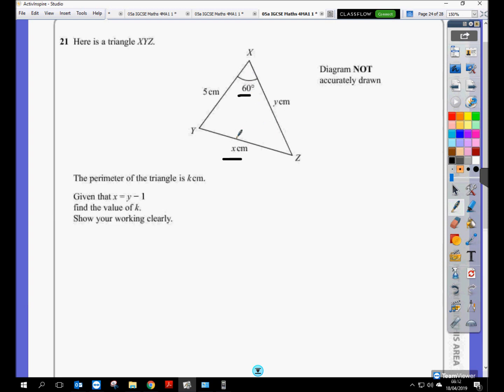The answer is no, because this is x. It tells us that x is y minus 1, and the other side is y. So if I change x to y minus 1, then at least this question is all in terms of y. So do we know a side and its opposite angle? The answer is no. So what are we going to do? We're going to use the cosine rule. The cosine rule we can copy down from the formula sheet. It's a squared equals b squared plus c squared minus 2bc cos capital A.